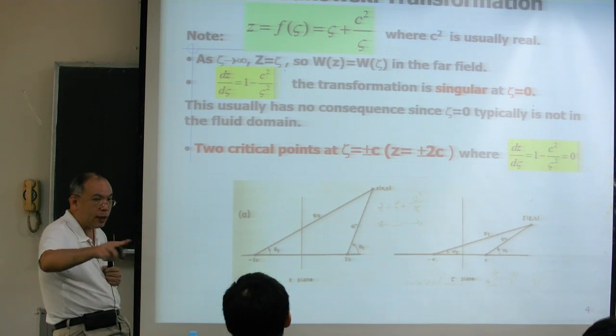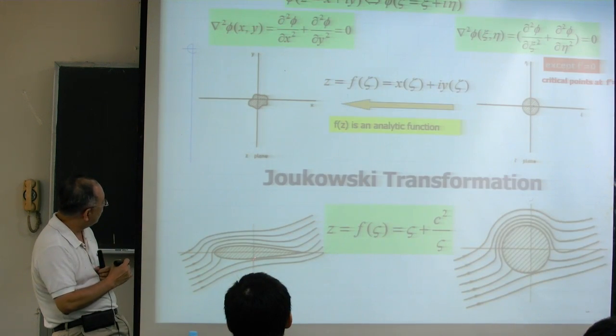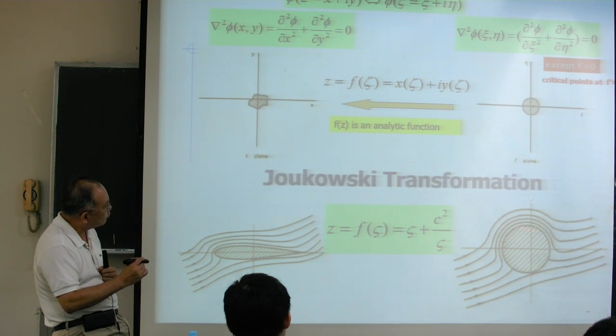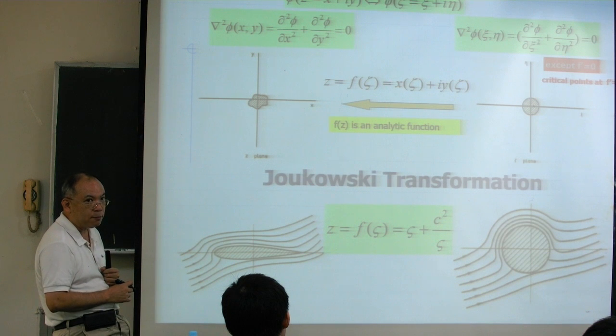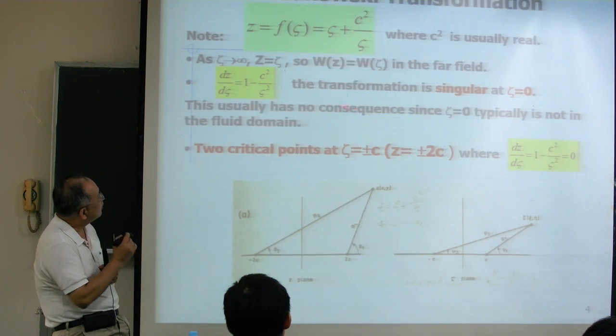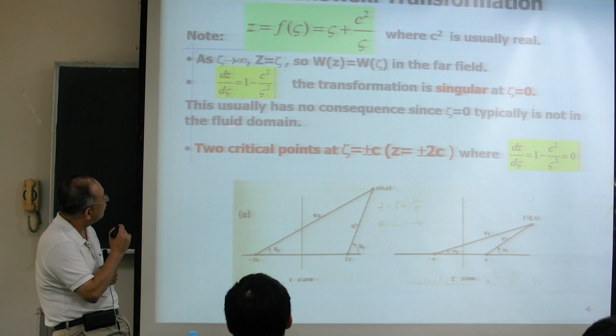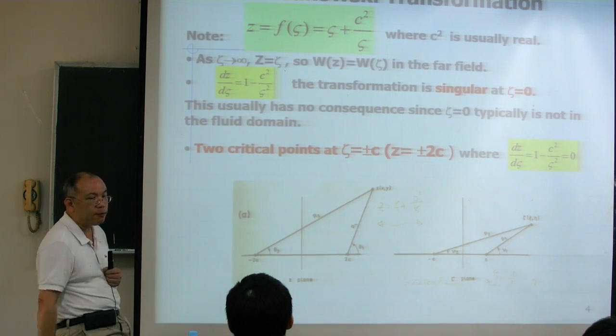It will be inside the body here, like this, okay? This is zeta equal to 0, so the flow domain is outside, and zeta is here, so it will not influence our physical problem at all. Even though zeta equal to 0 is a singular point, it has no consequence because usually this point is not inside the flow domain.